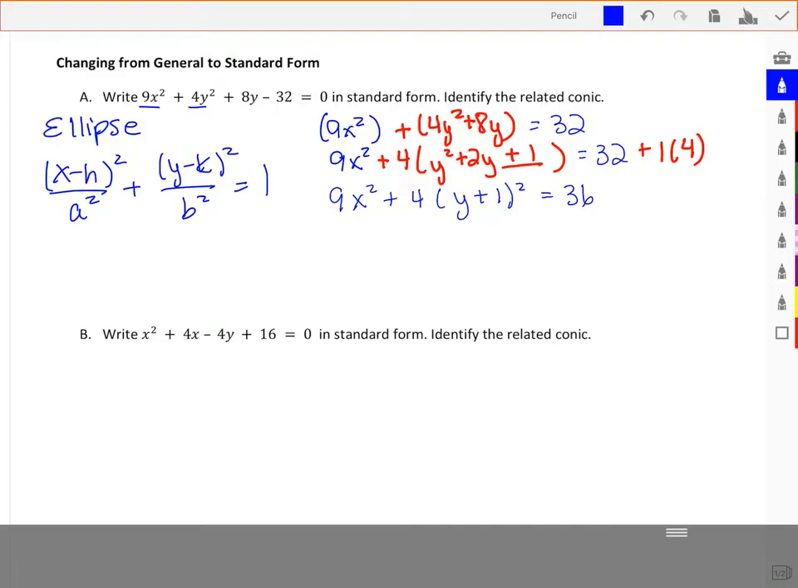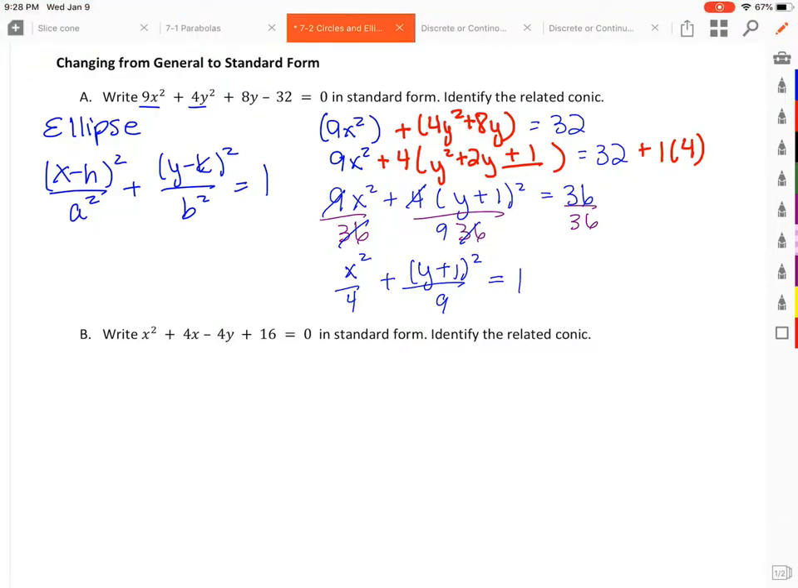Okay, we're getting to where we look like the standard form equation. Now we just need to get our 36 to be a 1. So dividing everything by 36. And then reducing each fraction. So we've got x squared over 4 plus y plus 1 squared over 9 equals 1. So there's your standard form equation, and that is an ellipse.